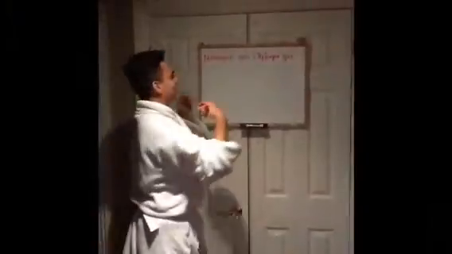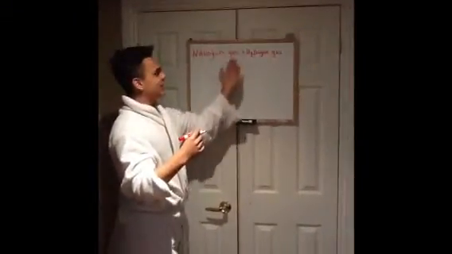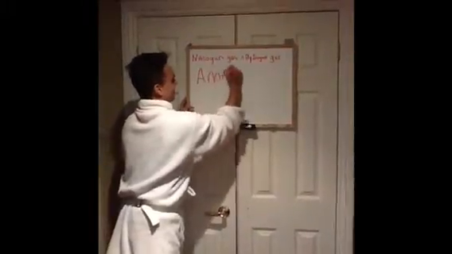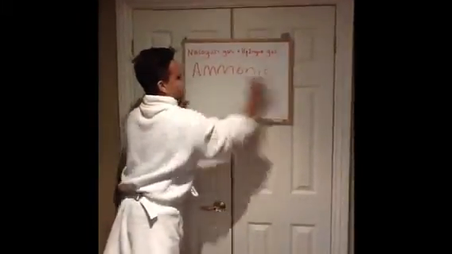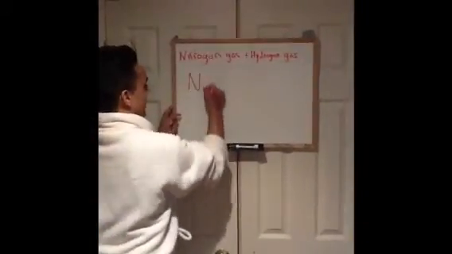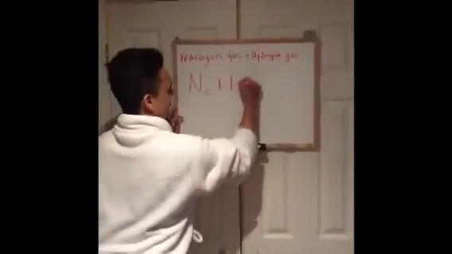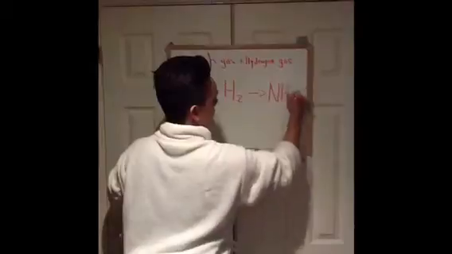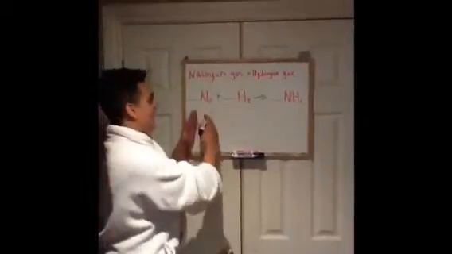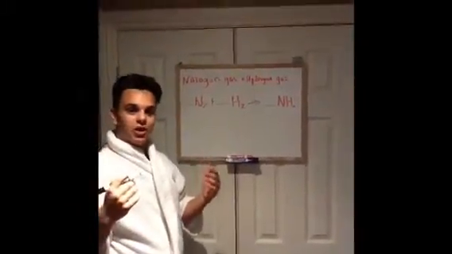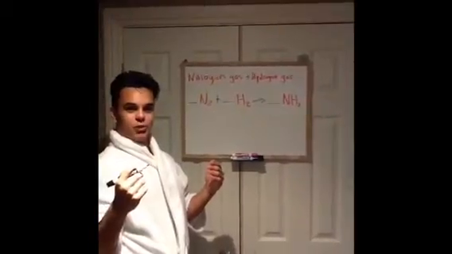Okay. To start off here, we have nitrogen gas plus hydrogen gas reacts to make ammonia. So here we have the skeletal equation N2 plus H2 reacts to form NH3, also known as ammonia. But we're not done yet. We have to do something called balancing chemical equations.